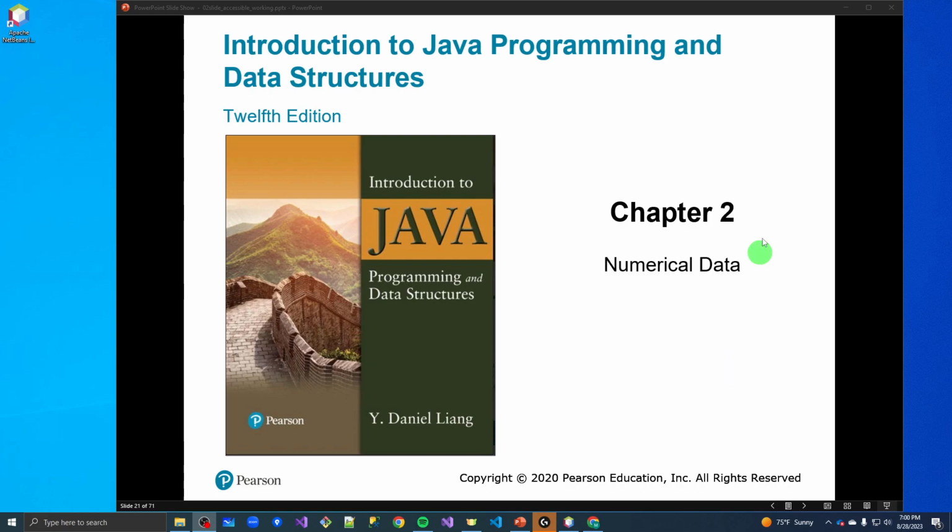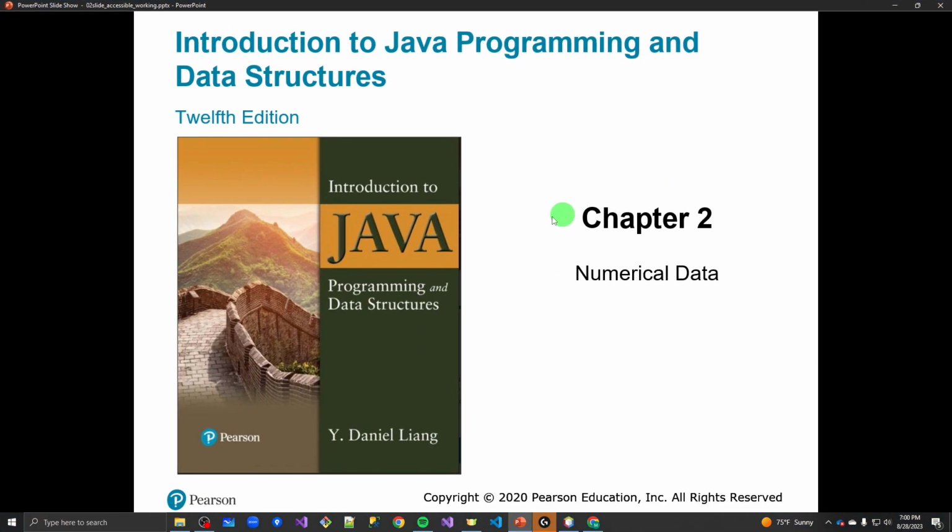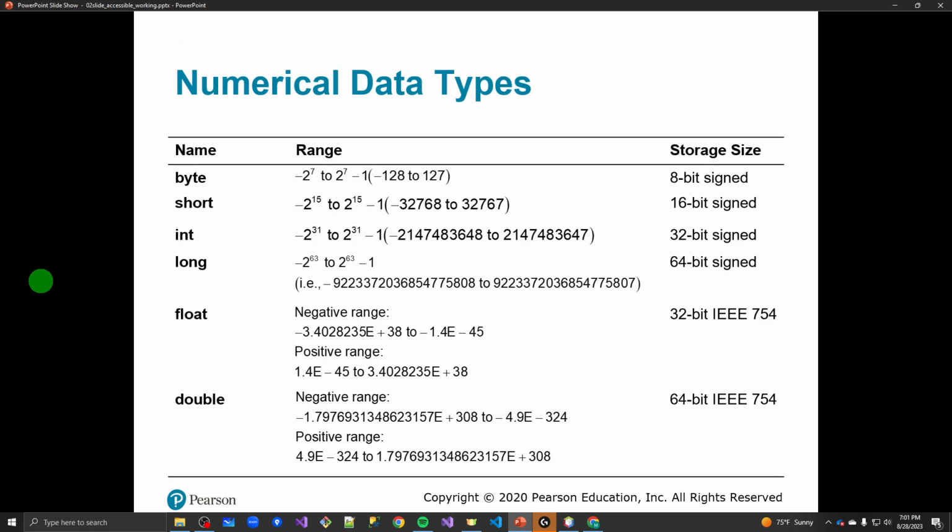In this video, we're going to talk about numerical data, numbers, data types that hold numbers. And here is an example. We've talked about a couple of these already. We've talked about ints. So int is a whole number. Ints can hold values from -2 to the 31st up till 2 to the 31st minus 1.